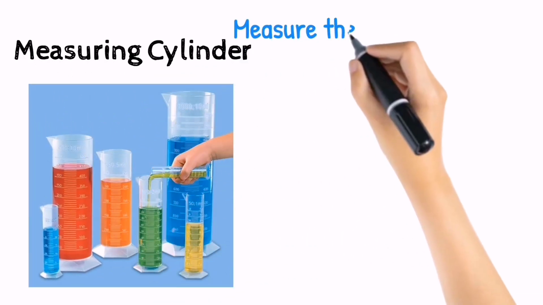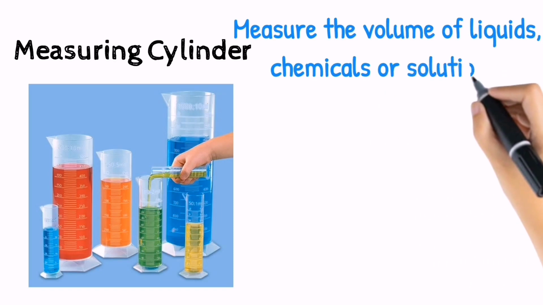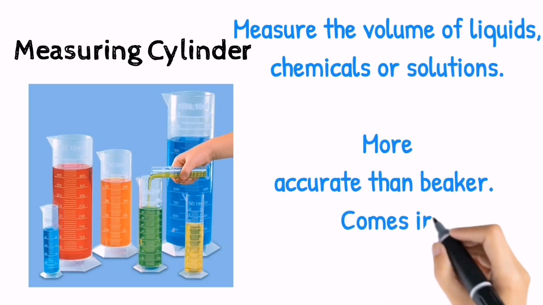Graduated measuring cylinder, measures the volume of liquids, chemicals or solutions. More accurate than a beaker, comes in different sizes.